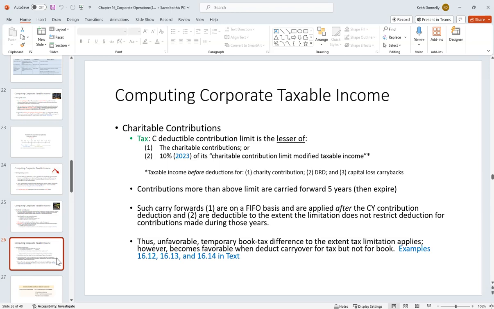You can get the same charitable contribution on both, but it can also be, hey, I get to deduct the entire thing on book, but I only get to deduct part on tax because I got this cap, this limitation. And to the extent you're limited, you're going to carry forward to the future 5 years any kind of jammed up charitable contribution. So let's look here at 1612.